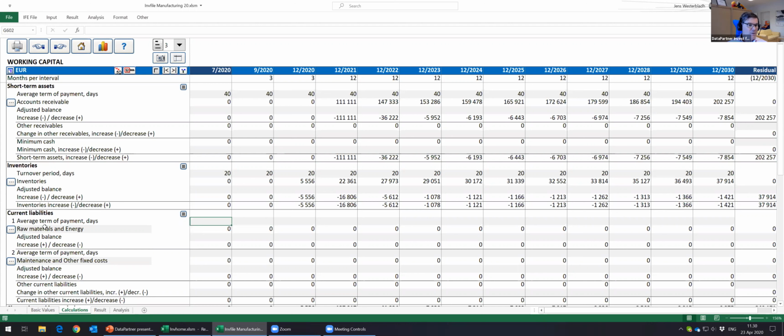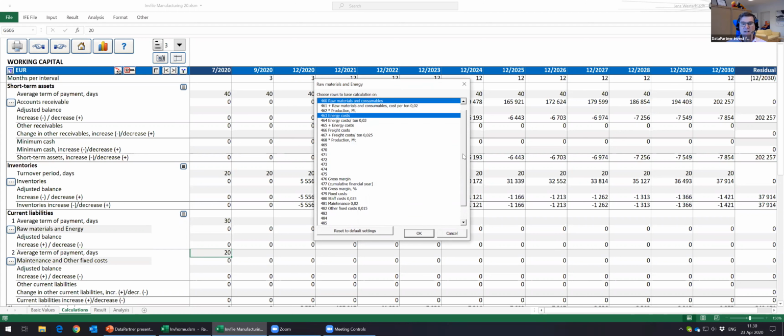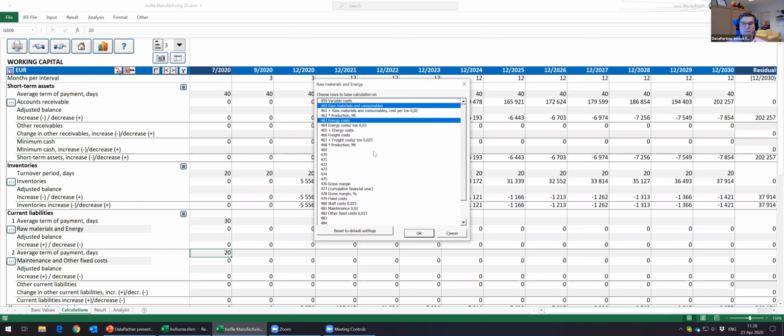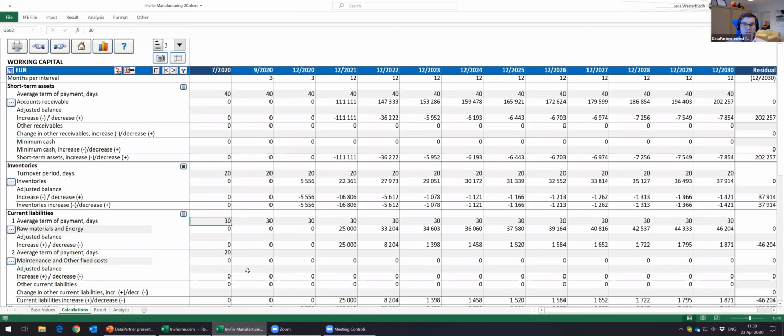For raw materials, it's 30 days, and for maintenance, it's 20 days. But first I need to specify which rows. So raw materials, energy, okay, they were automatically pre-selected. It's like the best guess, and it was correct. So I can distribute the 30 days. 2 clicks like that, and then we have the value of the raw material and energy inventory.